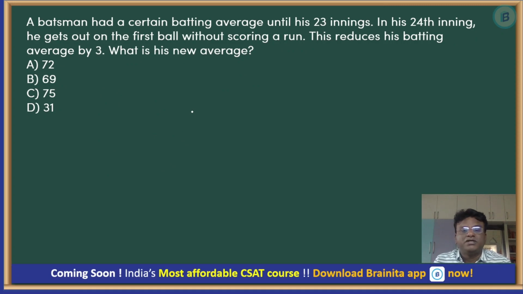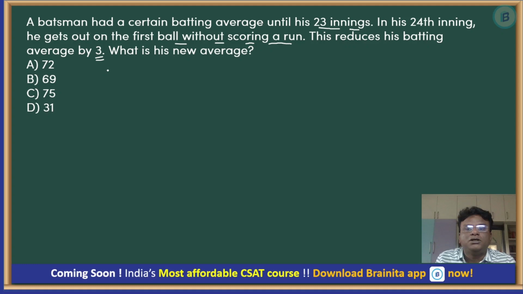Now this is a very interesting question. Read this. A batsman had a certain batting average until his 23 innings. In his 24th inning, he gets out on the first ball without scoring a run. This reduces his batting average by 3. What is his new average? So I'm going to solve this by two different methods. Please understand both the methods. One is the straightforward algebra, and another is using the concept of contribution towards averages. So let us first solve with the straightforward method.